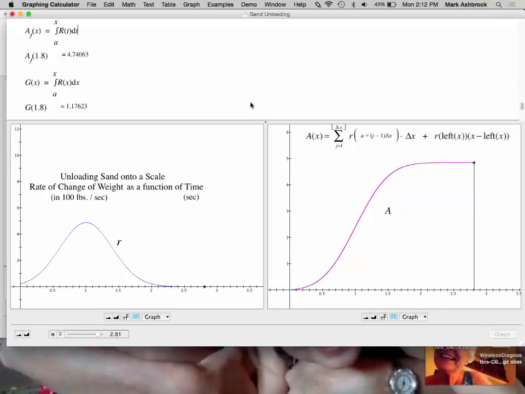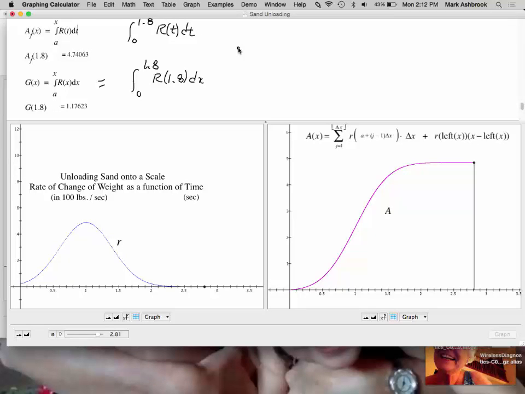So what's happening when I put 1.8 in for the independent variable in G? It's going to go from 0 as our a value to 1.8, and it's going to do R of 1.8 dx. This one is going to go from 0 to 1.8 and keep it as R of t dt.